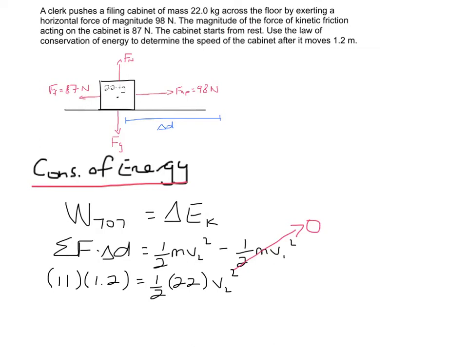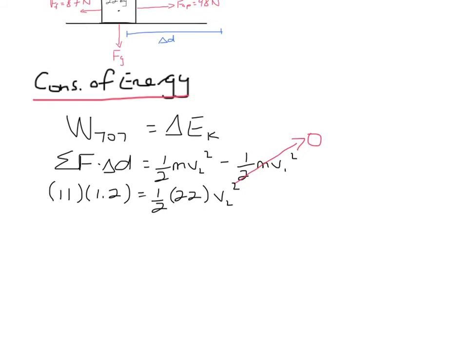Okay, so let's just do a quick calculation on the calculator here. I'm not really good at math, but let's try anyway. 11 times 1.2, what does that give me? 13.2. Very nice. 13.2 equals half of 22, which is 11, times your final speed squared. So if I solve for my final velocity, I end up with an answer of about 1.1 meters per second. And there you have it.